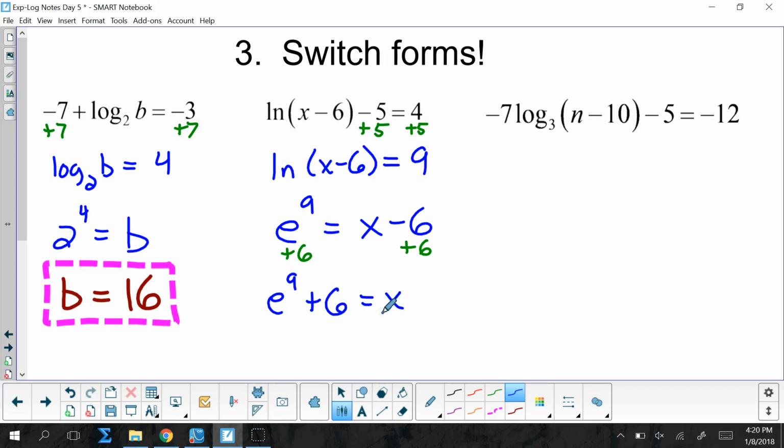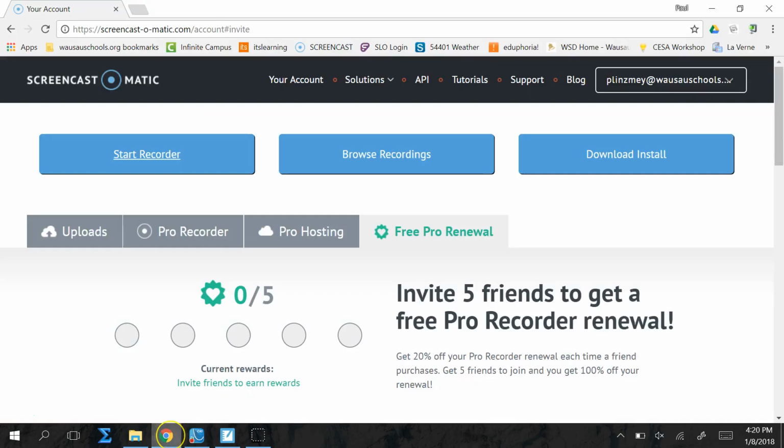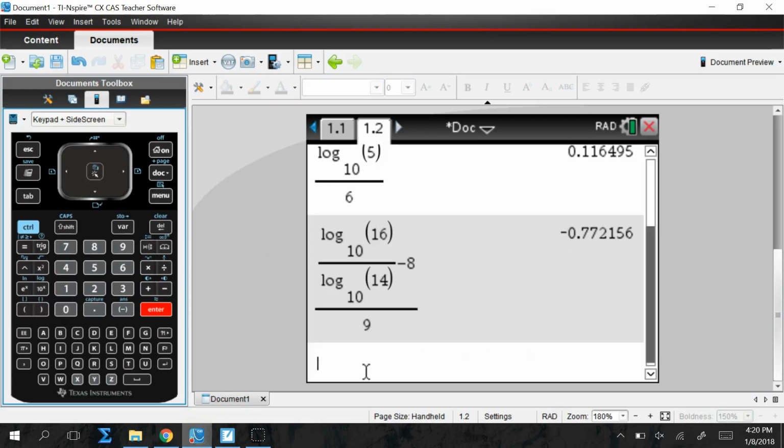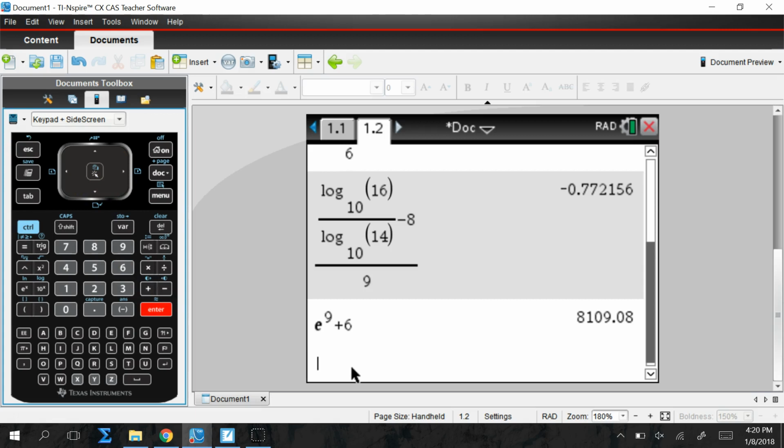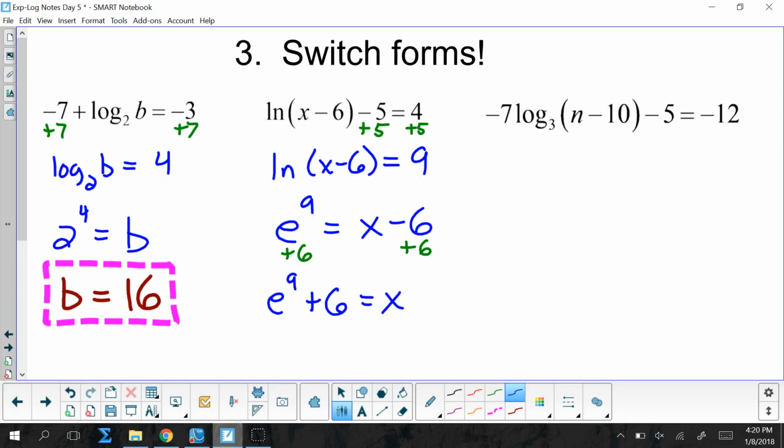On a regular calculator, I would do e to the 9th power, close that parentheses, hit enter or equals, then add 6 to that. On my grapher here, I'm going to go e to the 9th power, plus 6, and that's going to give me 8109.08. So x here is going to equal 8109.08.